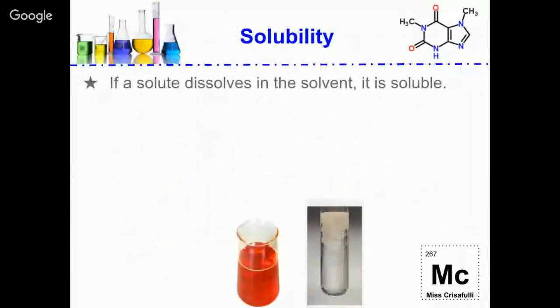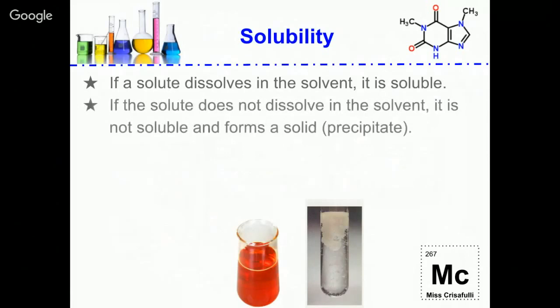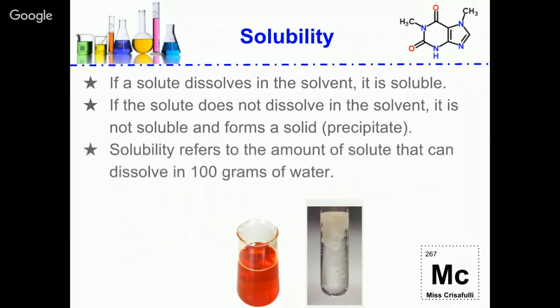So when you're talking about solubility, if it dissolves in a solvent, it is considered soluble. If a solute does not dissolve in a solvent, it is not soluble and forms a solid at the bottom of your test tube, or precipitate. Solubility refers to the amount of solute that can dissolve in 100 grams of water.